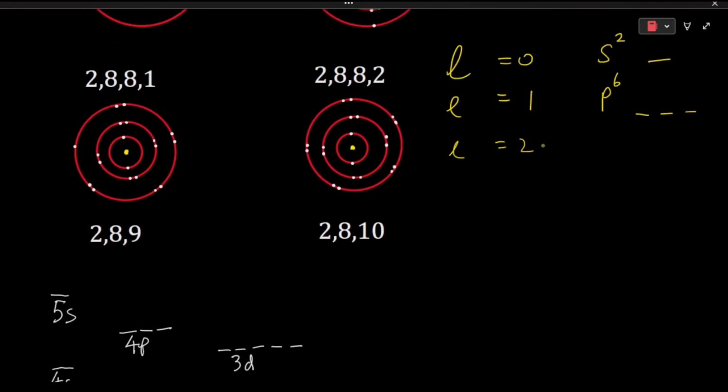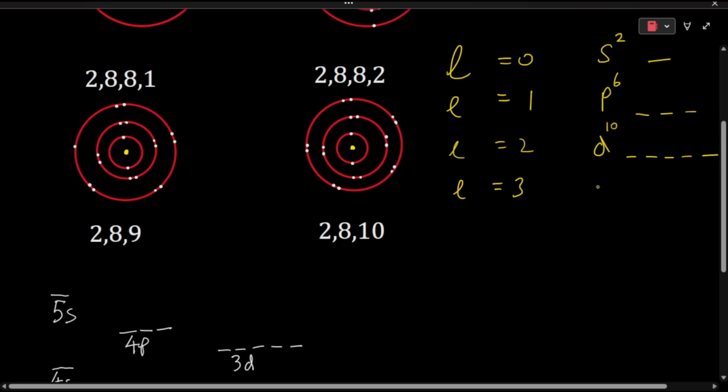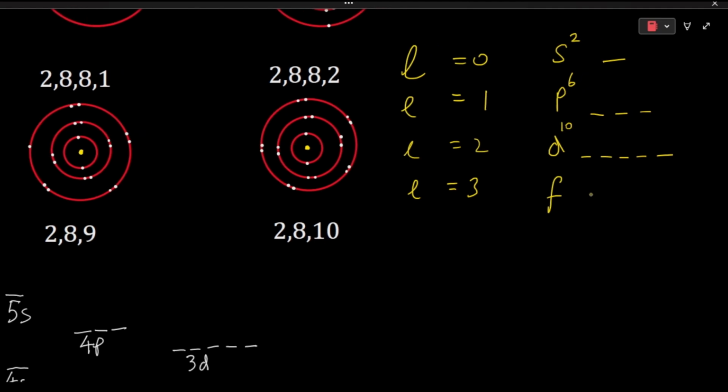When l is 2, we're referring to the d orbital, which is a degenerate orbital of 5 and can take a maximum of 10 electrons. And when l is 3, we're referring to the f orbital, which is a degenerate orbital of 7 and which can take a maximum of 14 electrons.